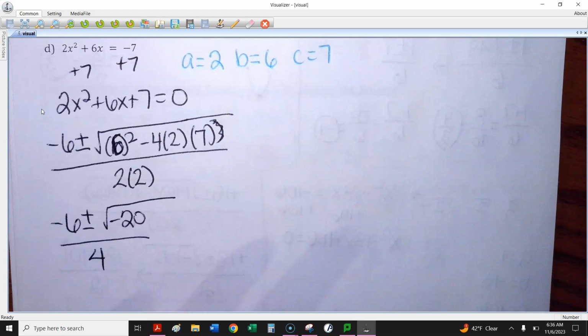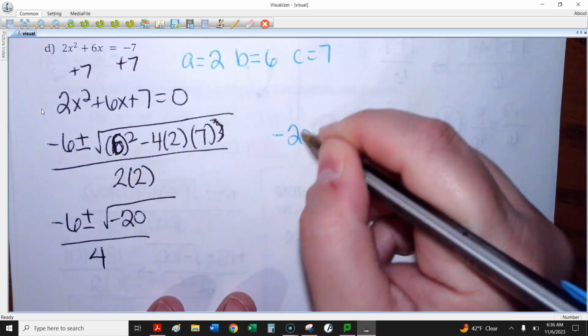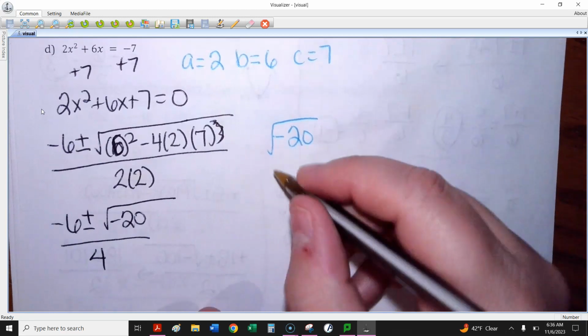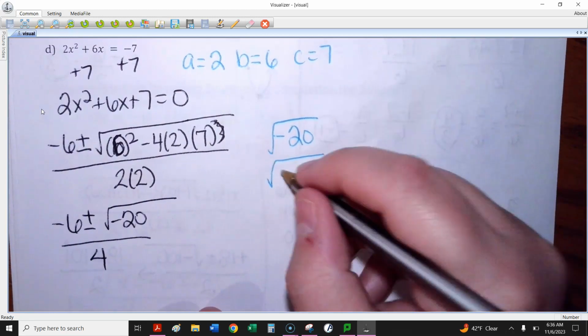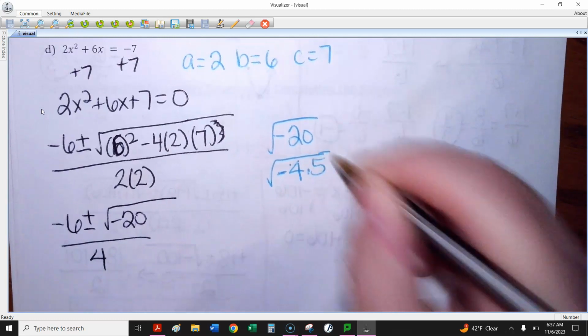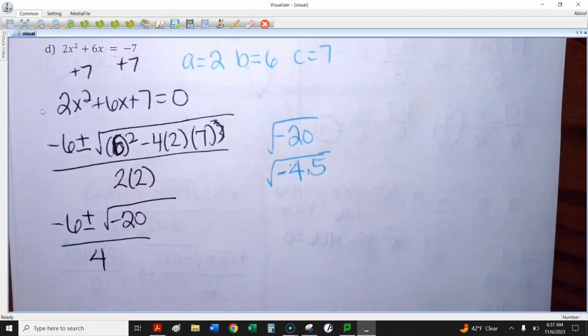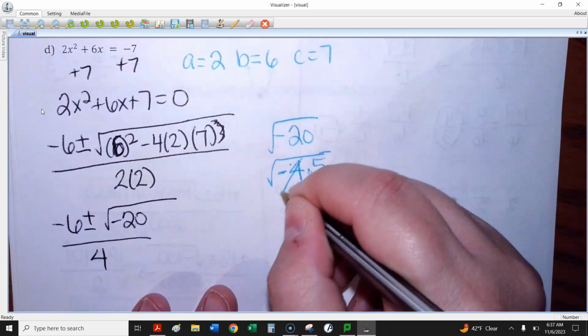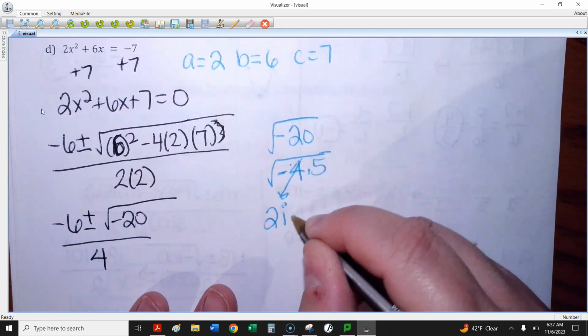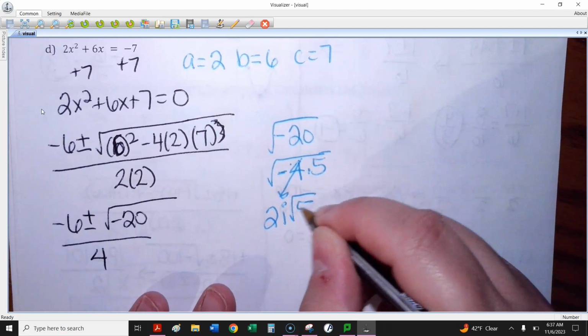All right, so -20 under a square root. Again, if you want to use a factor tree, use a factor tree. I'm going to break this down as the biggest perfect square. The biggest perfect square that goes into 20 is going to be 4. And then I just attach the negative to that perfect square. So when I remove this, I'll take the i right with it. The square root of -4 would come out as 2i, and we'd have a 5 under the square root.